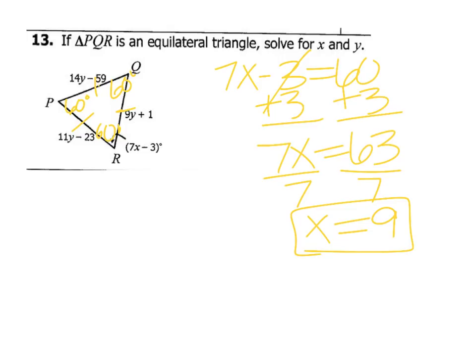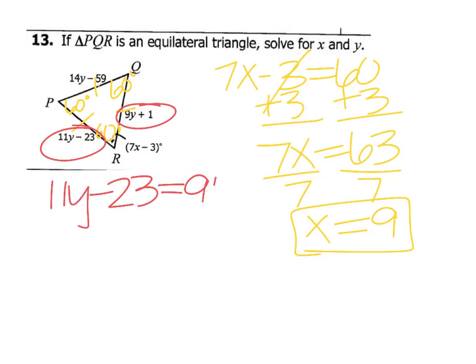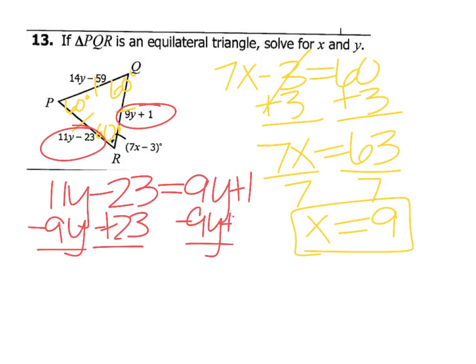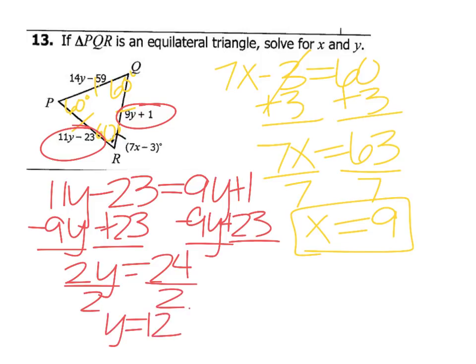Now if we want to solve for y, we know all of the sides are the same, so we can set any two sides equal to each other. It doesn't matter. I'm going to choose QR and PR because they're smaller numbers, and I like easier equations. So 11y minus 23 equals 9y plus 1. Subtract 9y from both sides. Add 23 to both sides. We get 2y equals 24. Divide by 2. Y equals 12. And we just solved for x and for y.